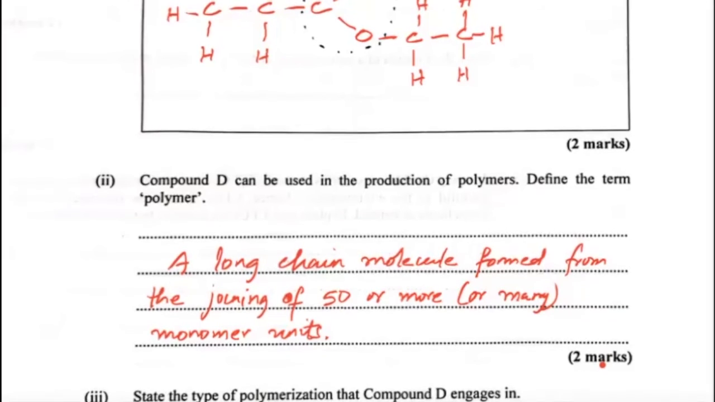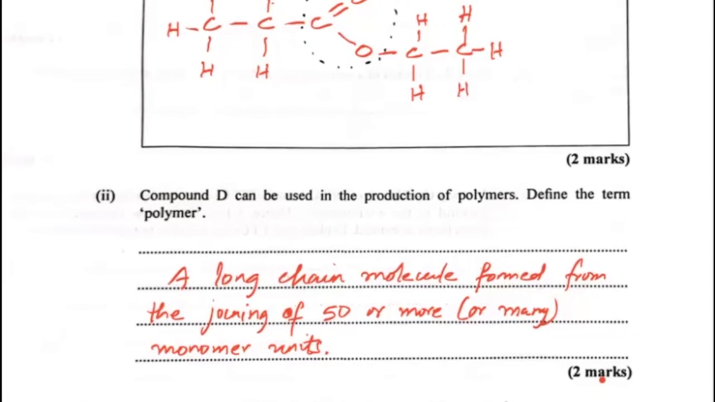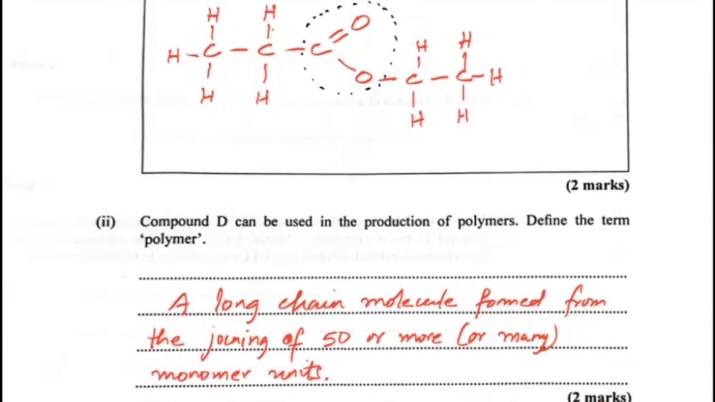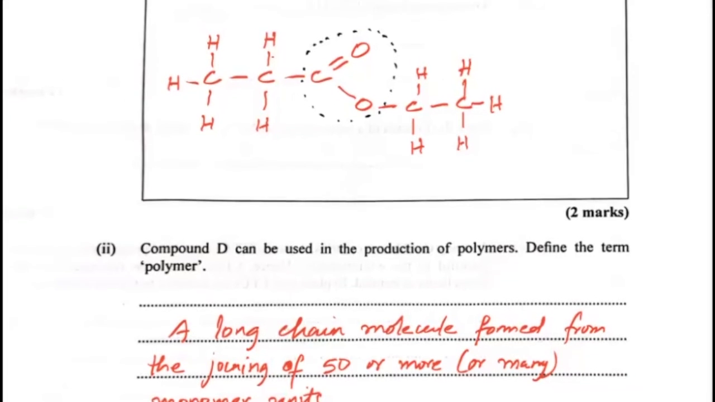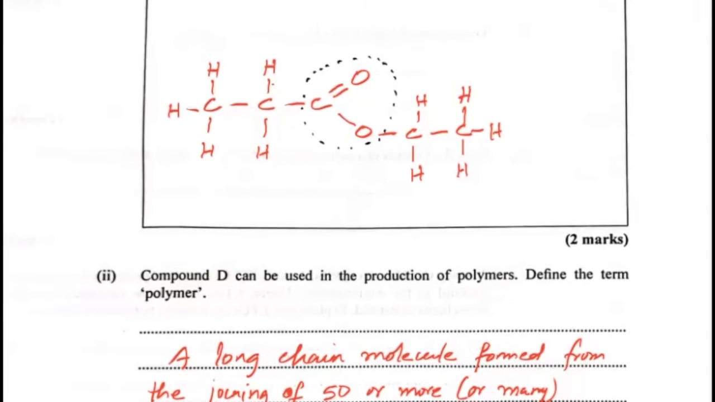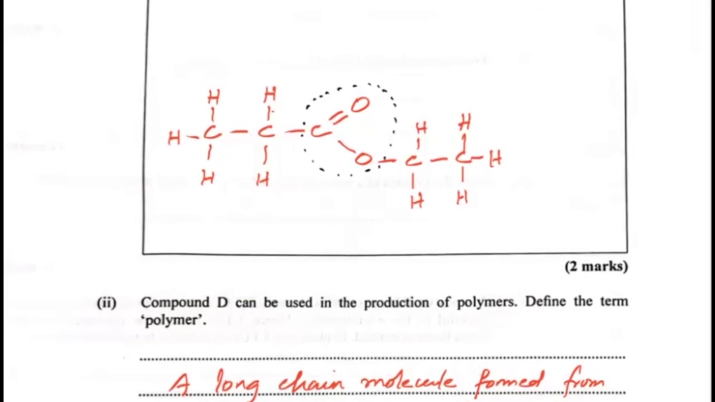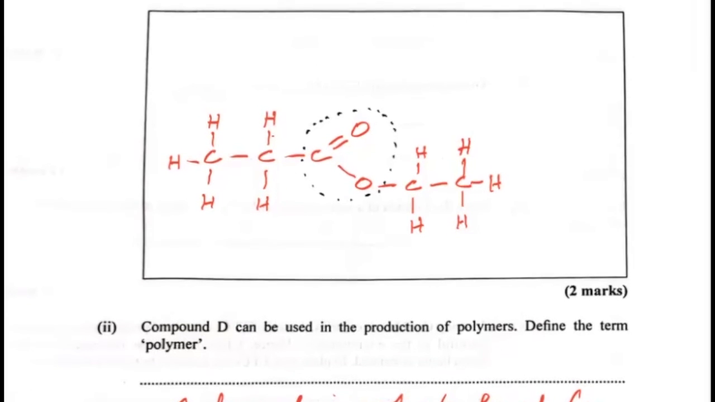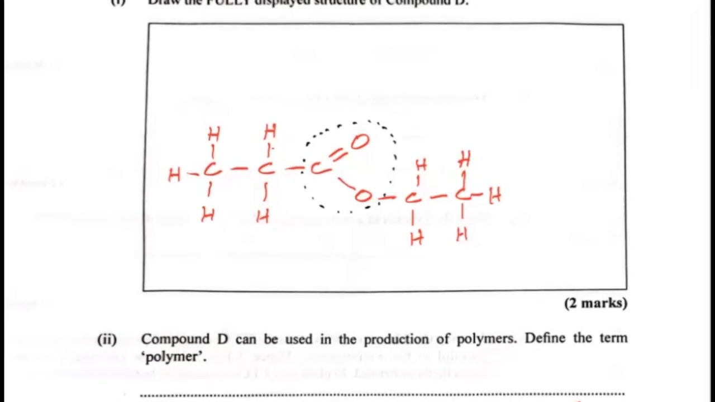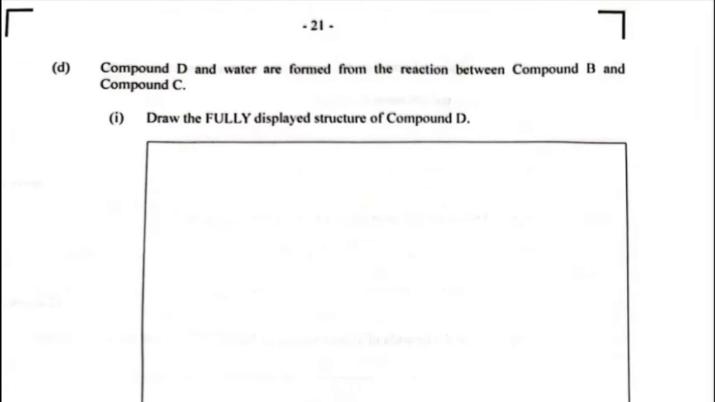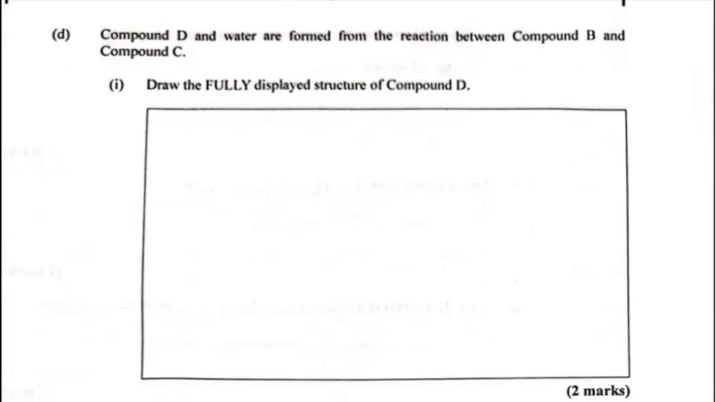So based on what I said earlier, compound D would not engage in any form of polymerization. The only way that compound D would engage in any form of polymerization is if this actual compound here is not compound D. This would mean that our question would need to be rewritten in part D, part 1 of D. The preamble to that says compound D is formed from the reaction between compound B and compound C.